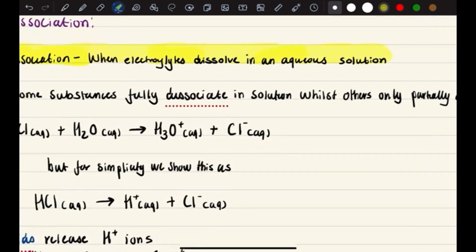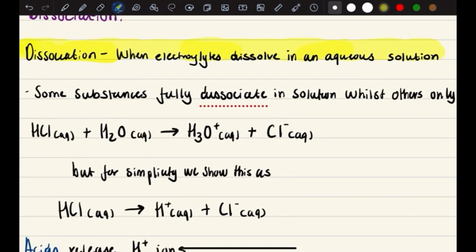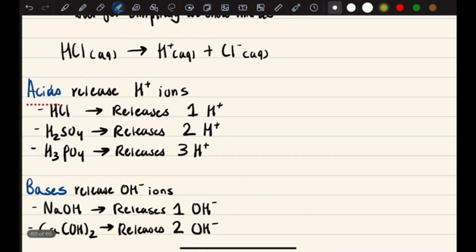Now, I just wanted to show you this as an example of what's actually happening, although we don't normally show it like this. You've got hydrochloric acid plus water going to your hydronium ion, H3O+, plus Cl minus. That's what's actually going on. However, we don't really show it as that because it's a bit too complicated. So what you'll normally show is hydrochloric acid dissociating into H+ and chloride ions. Happy days.